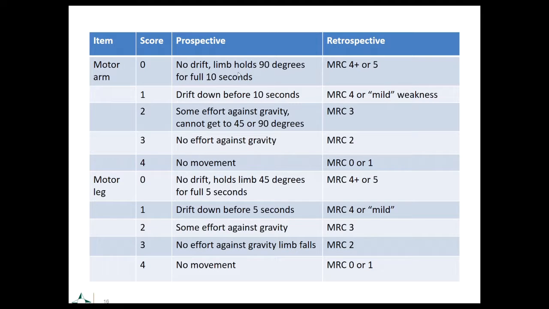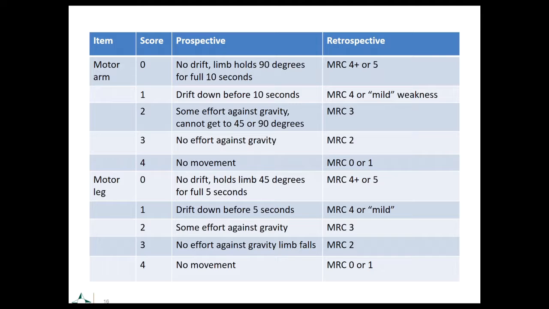If there's no effort against gravity, that is the definition of 2 out of 5. They can move alongside the bed but not lift it up off the bed. And then for a 4 would be no movement, which would be documented as a 0 or 1 out of 5. And then for the leg, the same thing. It's just that the limb is held at 45 degrees instead of 90 degrees in the arm. And, again, mild if they drift down before 5 seconds, a 3 if they have some effort against gravity, a 2 for no effort against gravity, or 0 or 1 for no movement.